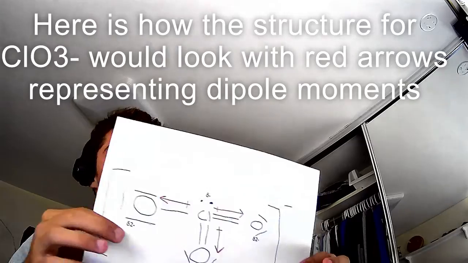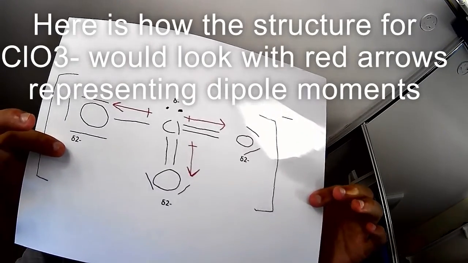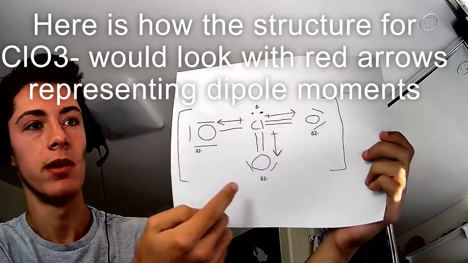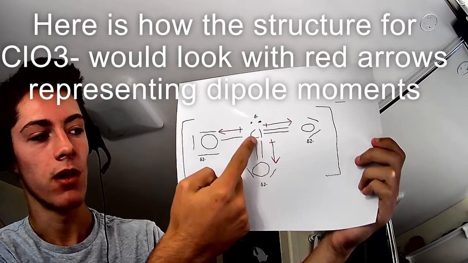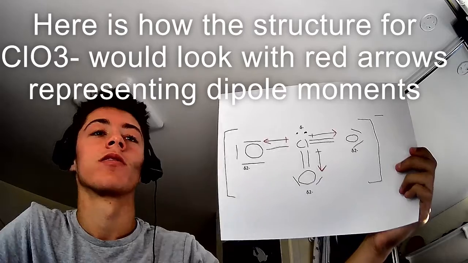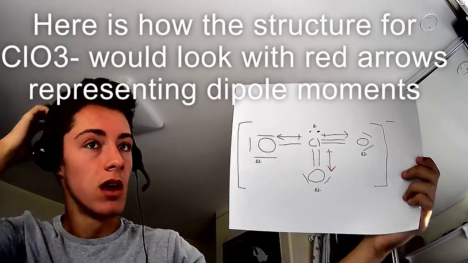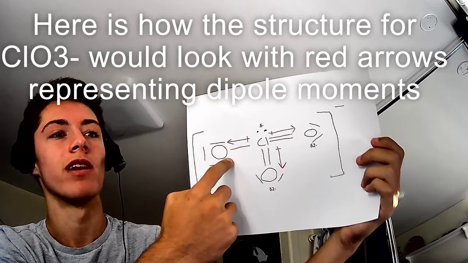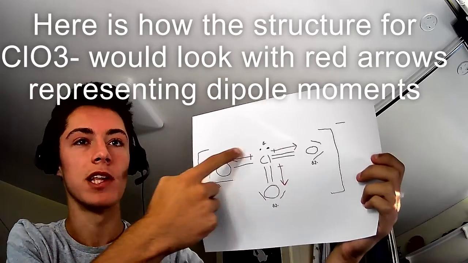So for ClO3 minus, as shown earlier, this is pretty much how the Lewis structure would look for ClO3 minus. As you can see, you have a central atom Cl bonded to 3 oxygen atoms, and 2 of them will be double bonded, 1 of them will be single bonded because this one will have an electron added to it later. That's why it has a negative charge.